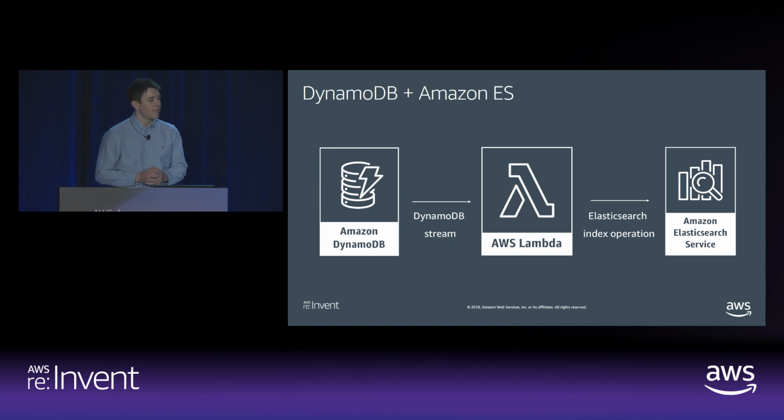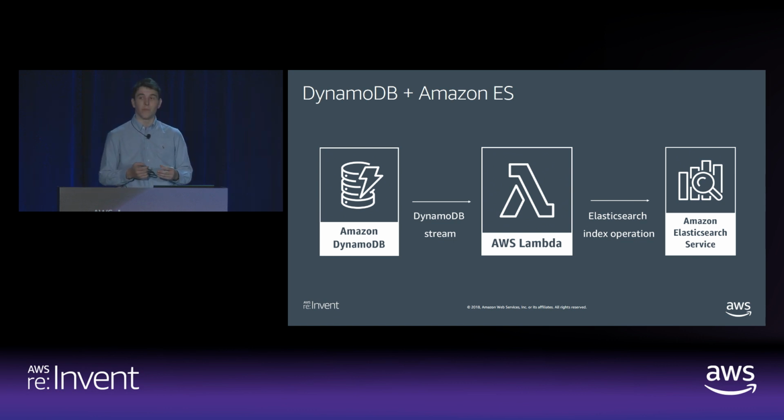So how do you do that? Here's a really common pattern. We do it all the time. It's pretty resilient if you build in exponential backoff and retries into your Lambda function. But what you do is you add a DynamoDB stream to your table. You handle that DynamoDB stream with an AWS Lambda function. And then in that Lambda function, you use Elasticsearch batch index operations to push data into Elasticsearch.